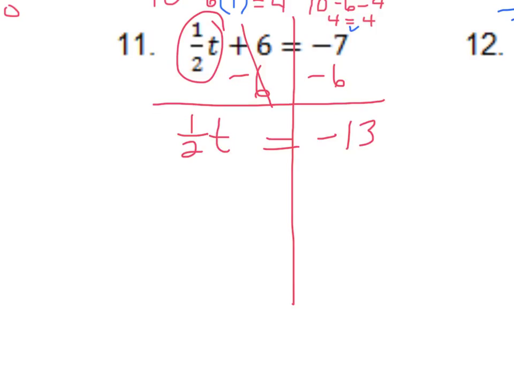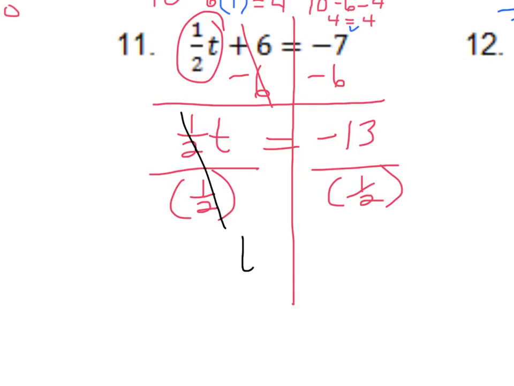Normally what I do on this is I just divide it by the coefficient, meaning I divide everything by 1/2. Now, in order to do this, you're going to need your calculator to put in 1/2 divided by parentheses 1/2, or negative 13 divided by parentheses 1/2. And when you do that, the 1/2s cancel out, and you have t equals negative 26.